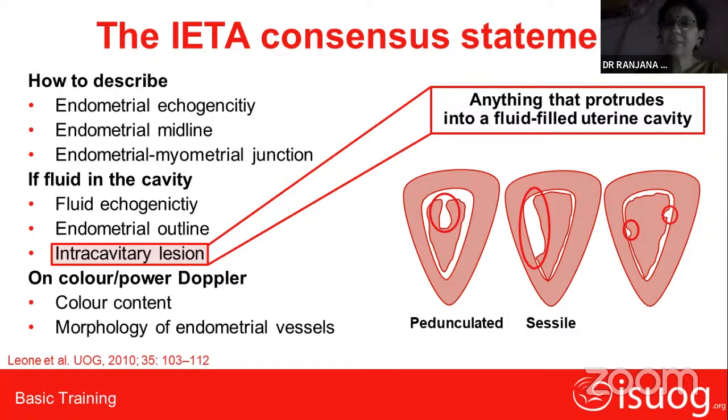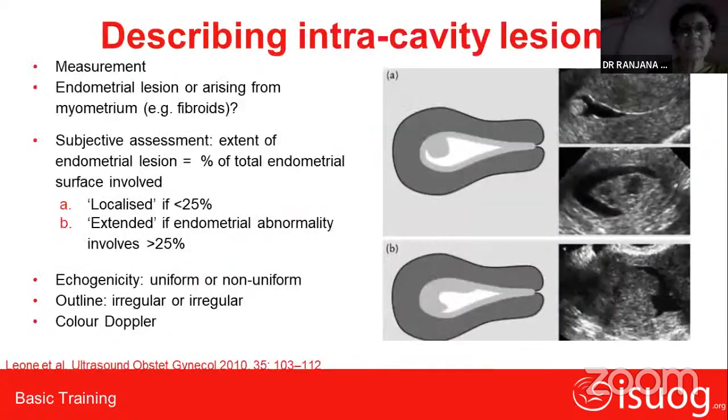The intracavitary lesion of an endometrium may be pedunculated or sessile or both, depending upon the diameter of the base in comparison with the maximum diameter of the lesion. If the diameter of the base is smaller than the diameter of the lesion, it is pedunculated. And if the diameter of the base is more than the diameter of the lesion, it is a sessile lesion. The color and power Doppler I will tell you in my next slides.